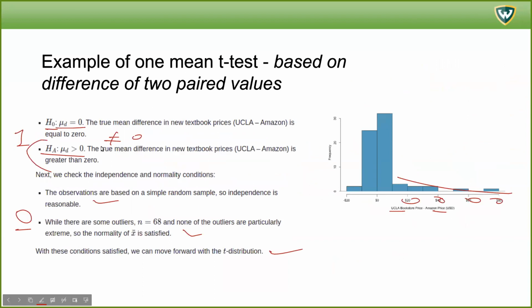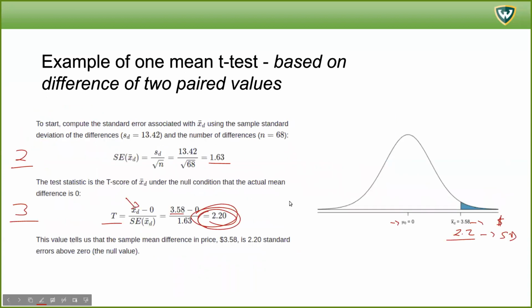alternative hypothesis is true, and we can reject the null hypothesis and suggest that yes, the difference is greater than 0. UCLA prices, we can be confident that UCLA prices are greater than Amazon prices. And we can also calculate the confidence interval once again, as we did before.